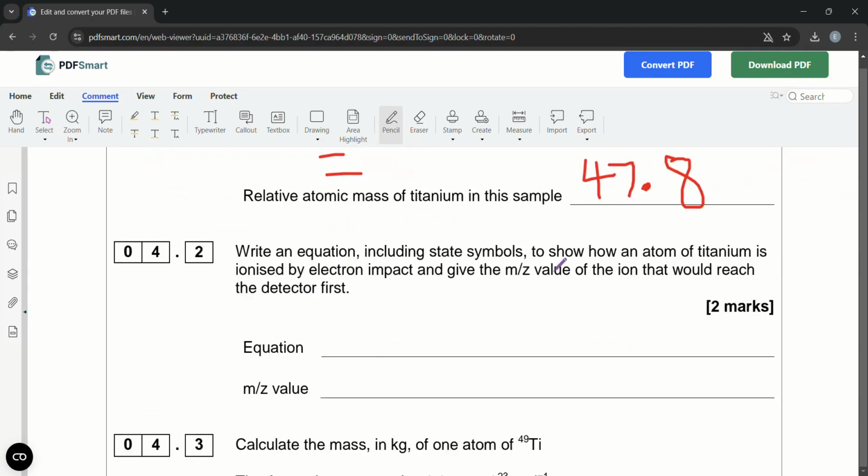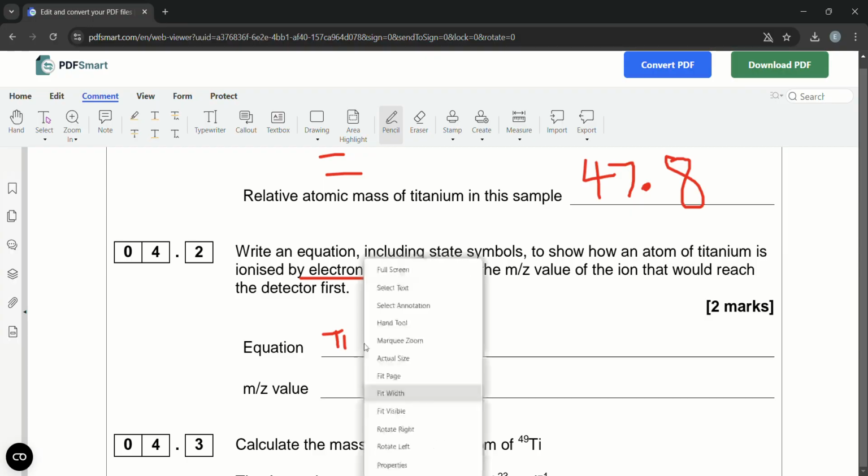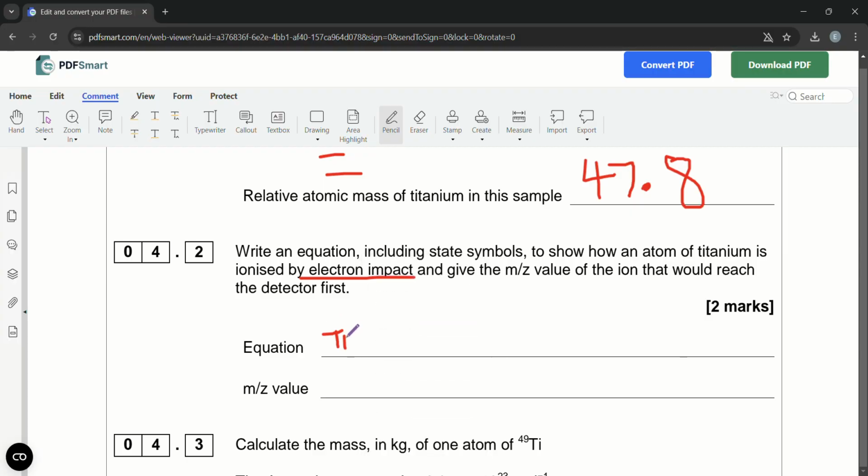4.2. Write an equation, including state symbols, to show an atom of titanium being ionized by electron impact, and give the m/z value of the ion that reaches the detector first. So we know it's titanium, it's going to be Ti in gas, arrow, Ti plus in gas, plus e minus.